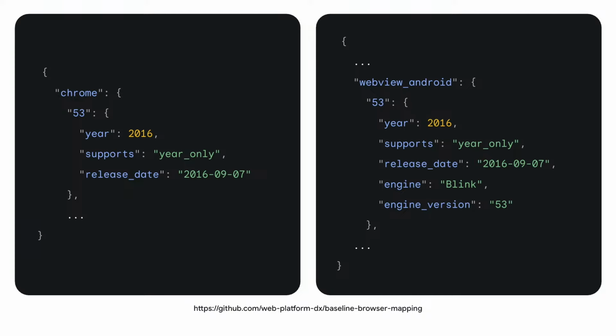Interestingly, the data includes mappings not just for our core baseline browser set, but also for downstream browsers, so things like Samsung Internet, Opera, UC Browser, and Android WebView.